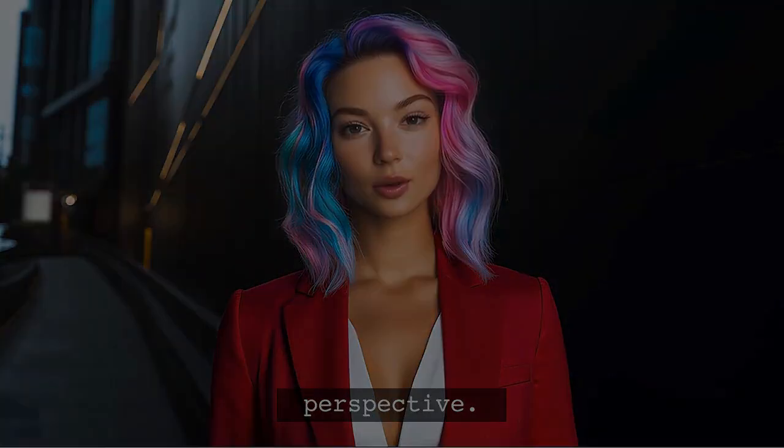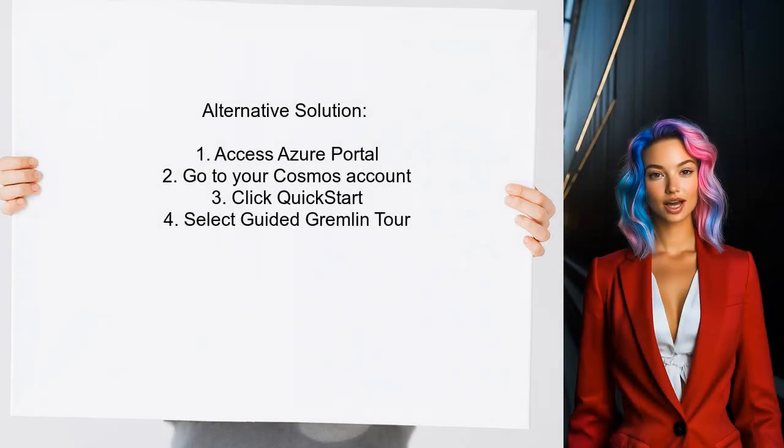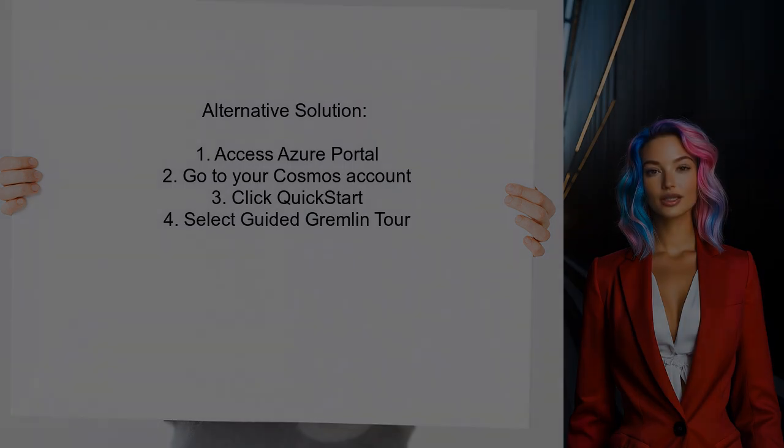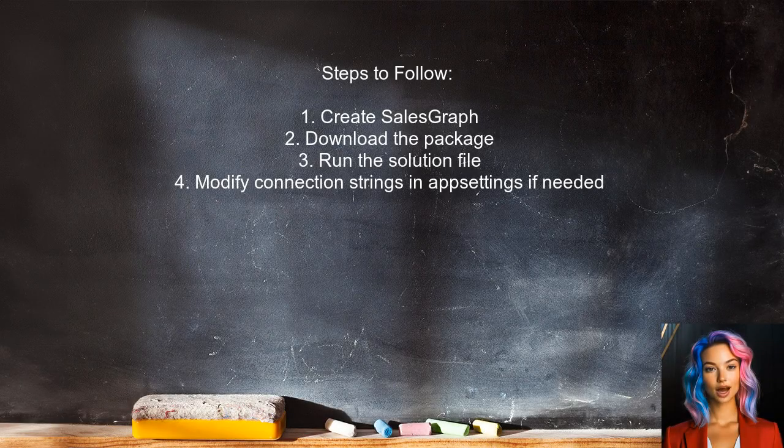Let's see another perspective. One user suggests a great alternative for visualizing graphs in Cosmos DB. They recommend using a web app available in the Azure portal. To get started, navigate to your Cosmos account, click the Quick Start button, and select the guided Gremlin tour. Next, create the sales graph. You can later point the app to any of your graph-enabled collections.